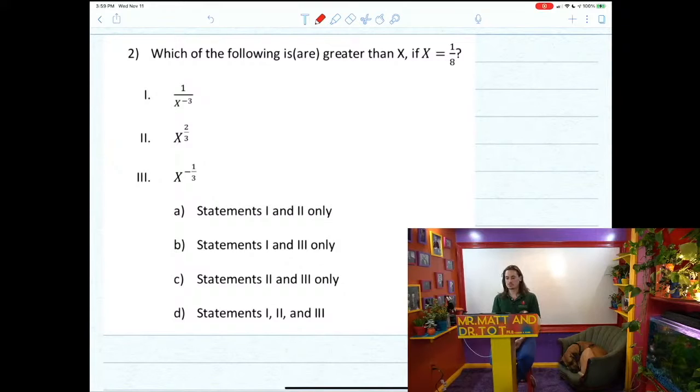Number 2 reads, which of the following is or are greater than x if x is equal to 1/8? Statement 1 says 1 over x to the negative third power. Statement 2 is x to the 2/3 power. And statement 3 is x to the negative 1/3 power. Answer selection A is statements 1 and 2 only. B is statements 1 and 3 only. C is statements 2 and 3 only. And D is statements 1, 2, and 3. I'll give you 3 minutes and then we'll go through the solution.